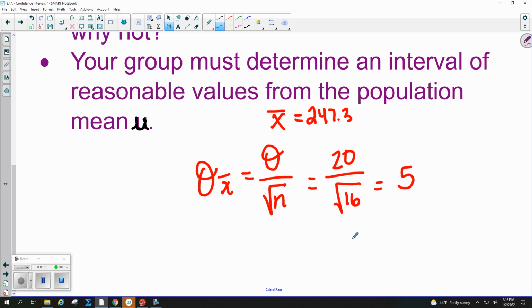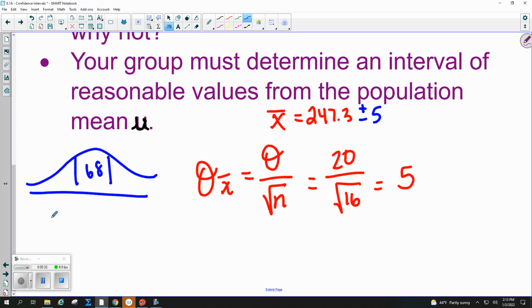So the question is, should I add and subtract 5? That'd be 1 standard deviation above and below the mean. And if you guys remember, the empirical rule tells us that about 68% of the data falls within 1 standard deviation of the mean. So is that pretty good? I don't know, it's okay. What about adding and subtracting 10? Okay, that'd be a lot better because 95% of the data falls within 2 standard deviations of the mean. So that would be a pretty good guess.